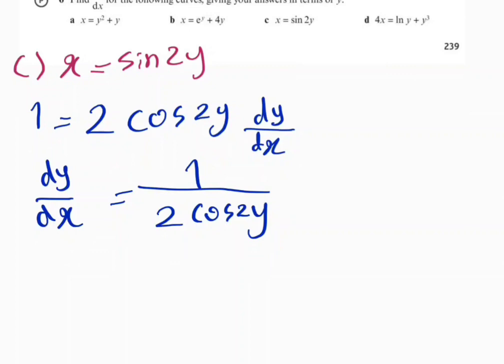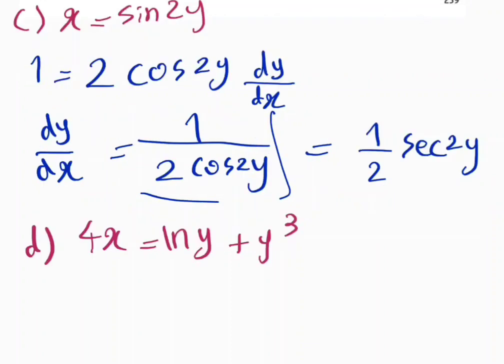But you still can simplify this one more step, because remember that 1 over cosine is sec, or secant. So in this case, 1 over 2 cos 2y can be written as a half sec 2y. So that's another way of writing your final answer, but it's completely fine if you leave your answer in this form.